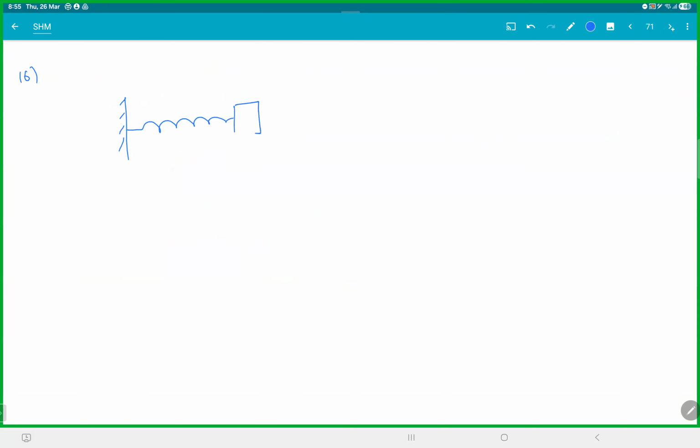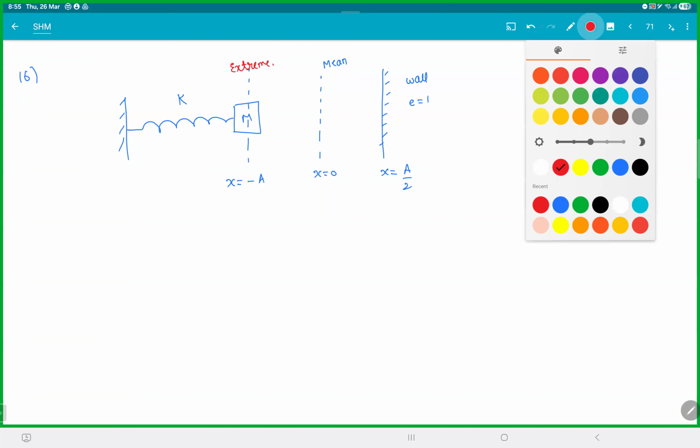So we have a block here, mass M, spring constant K. This is your mean position. And here there is a wall. And e is equal to 1, and the wall is at x is equal to A by 2. Someone releases the block from x is equal to minus A, the extreme position. Find the time period.